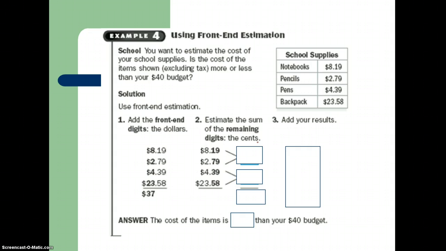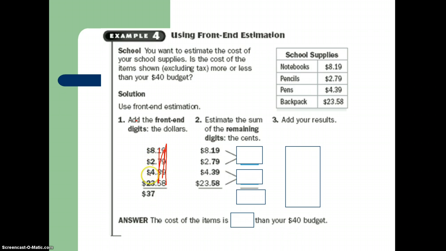Front-end estimation is what we're going to do for example 4. You want to estimate the cost of your school supplies. The cost of the item shown, including tax, is the cost of the item shown more or less than your $40 budget? Well, what we do is we want to add the front-end digits, the dollar signs. Okay, so let's do that first. So kind of ignore this right here.